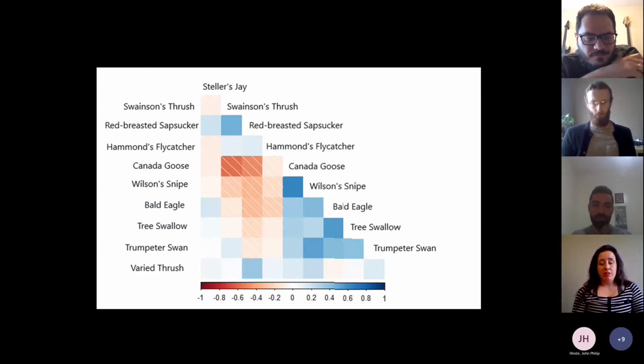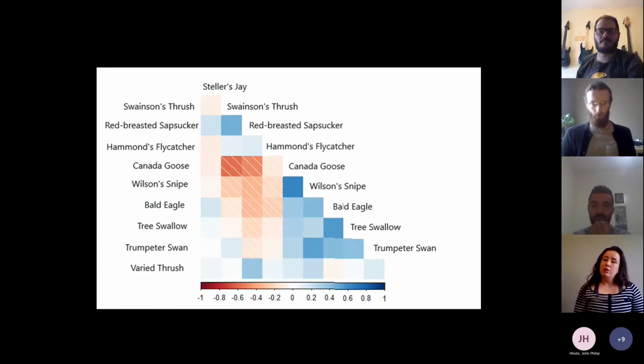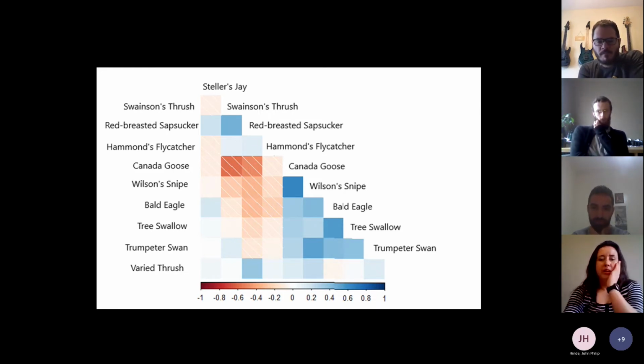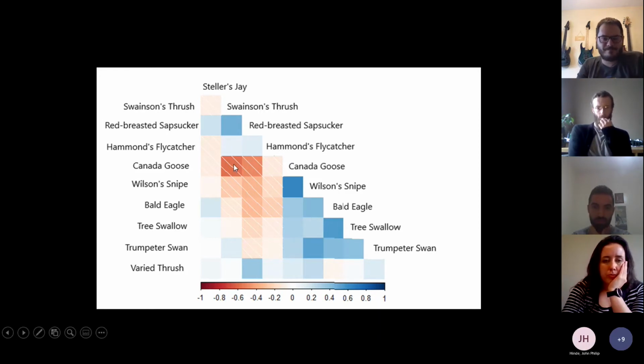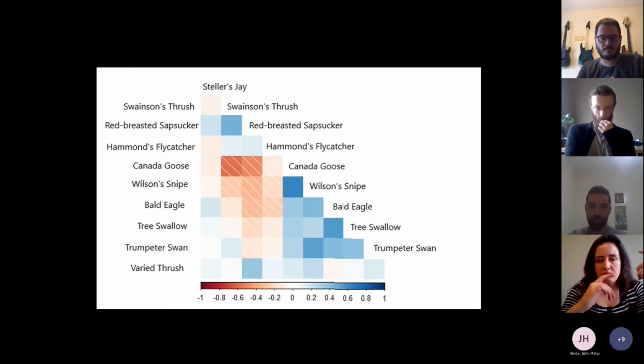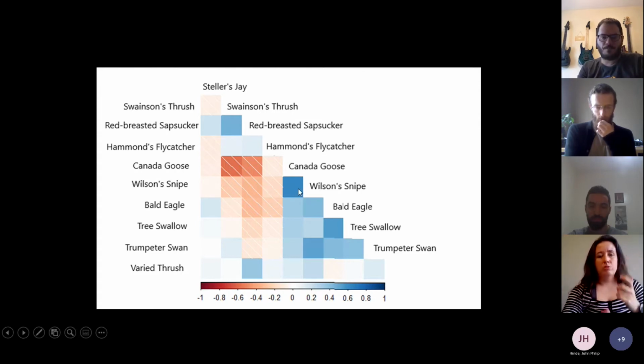And finally, we had the correlations between the abundances of the 10 species that we looked at. The thing with these correlation matrices is that there's so much going on. You could really zoom in and look at the relationships of all of the species, and you could be here forever. Especially the Canada goose, which seems to have some quite strong relationships with other species. It's got quite a strong negative correlation with Swainson's thrush and the red-breasted sapsucker, but quite a strong positive correlation with, which one is this? Wilson's snipe. Oops.